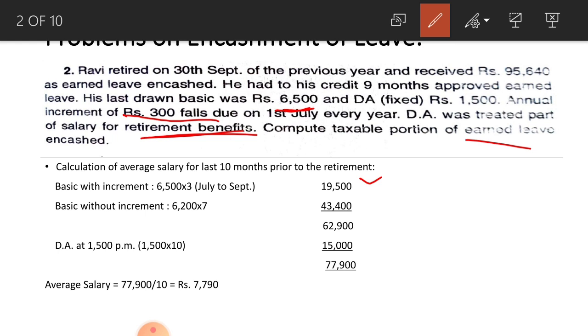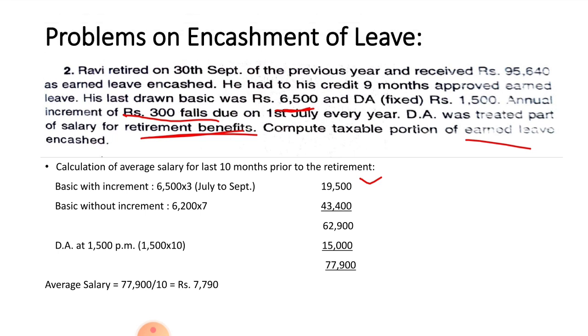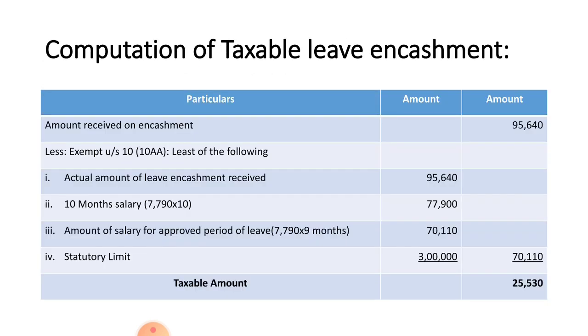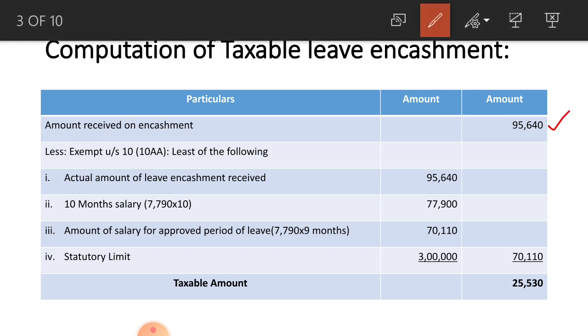Now you have to calculate the average salary for 10 months, that is nothing but 77,900 divided by 10, you get the average salary as 7,790. Now you can calculate earned leave encashed. See, computation of taxable leave encashment: 3 columns you have to draw, one particular column and 2 amount columns. First, you have to write the amount received on encashment of leave, 95,640, particularly mentioned in the problem.